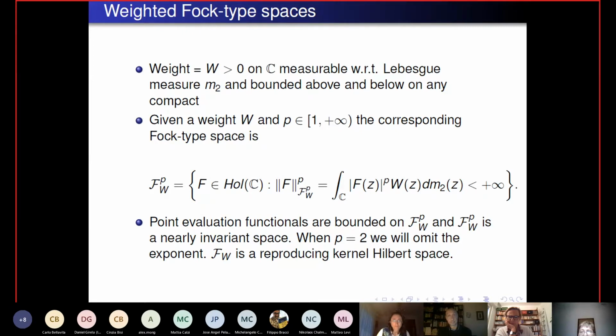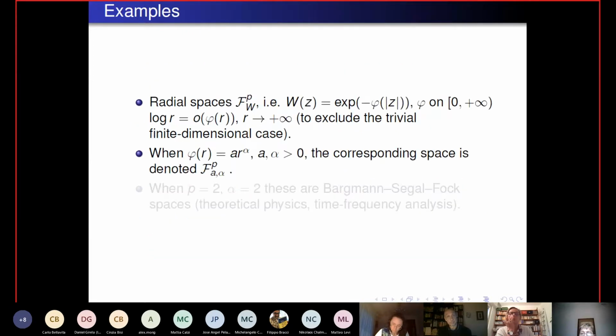Of the examples, the most common are if you take W to be a radial weight, so it depends only on the modulus of Z, and of course you assume that this phi grows faster than the logarithm. Otherwise, you just have polynomials in the space, and it's not very interesting. The standard cases are when you have phi to be a constant multiple of some power of mod Z. So phi of R is A R to the alpha.